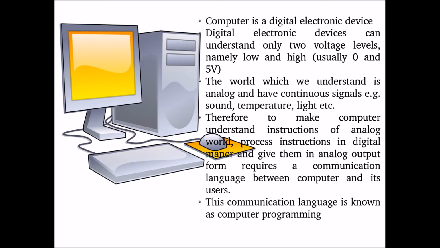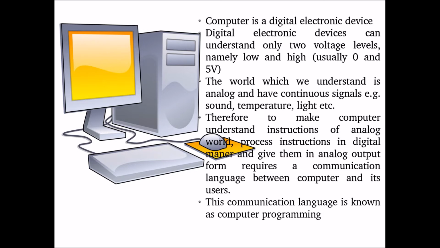So that is also done with the help of some computer program which takes those instructions from the computer in the form of zeros and ones and converts them to the outputs which are desired by the analog world, the external world. So therefore, that is what is done with the help of computer programming.